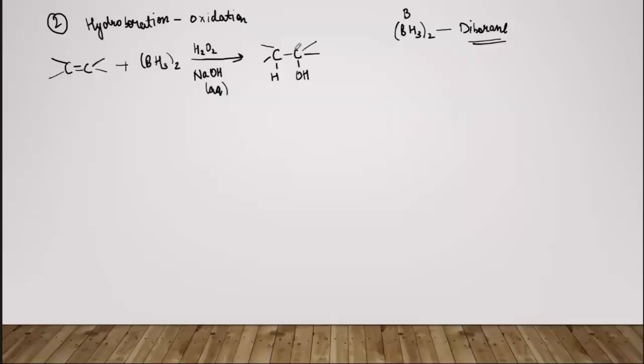So first we'll do the mechanism. Here also two steps are involved. The first step, step 1 says diborane reacts with the alkenes to give trialkyl borane. Trialkyl borane. ठीक है, so this will be a little complicated mechanism as compared to the first one.